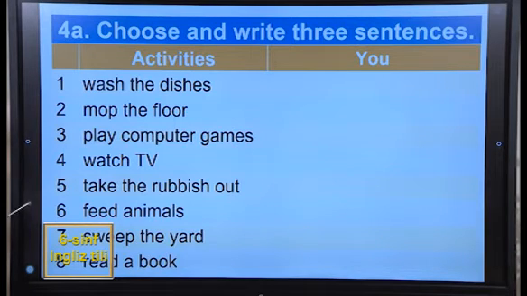You should choose and write 3 sentences. Dear pupils, you are given several activities here and try to remember what you did yesterday.